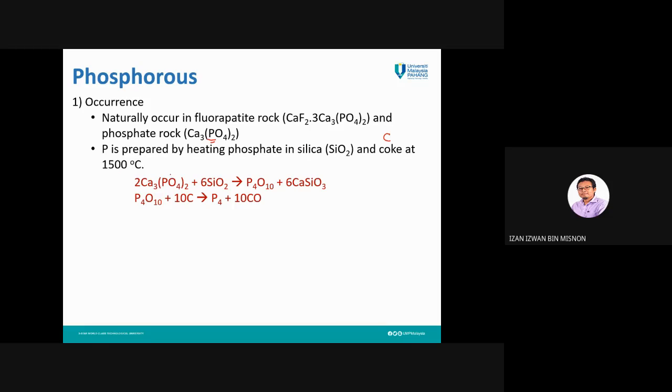So let's say we have the phosphate rock in reaction with silica, it will convert into phosphorus oxide, P4O10. And then the phosphorus oxide is reacted with coke, the carbon, and it will form phosphorus. In this case, it will be in liquid condition, and then sediment, when it is cooling down, it will become semi-solid, and produce 10 carbon monoxide.